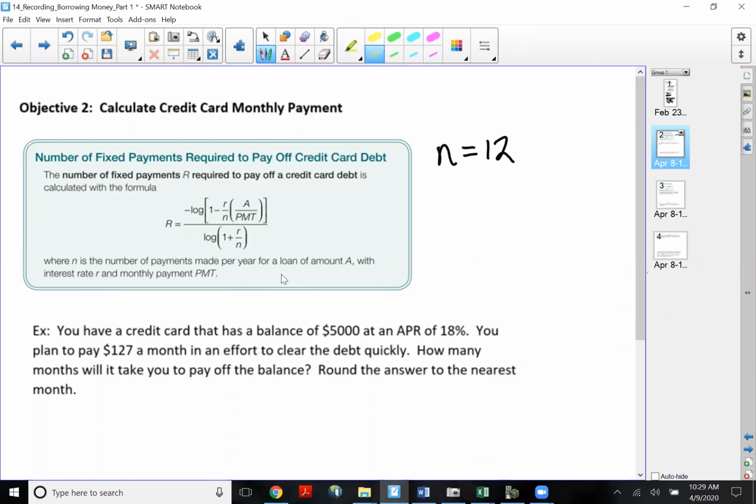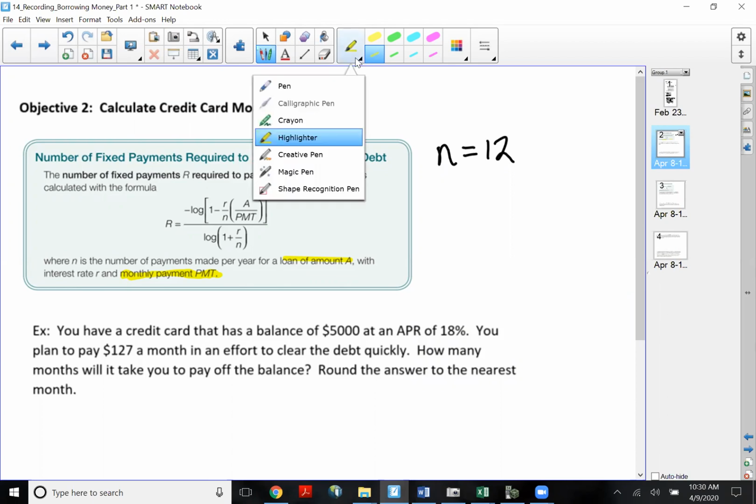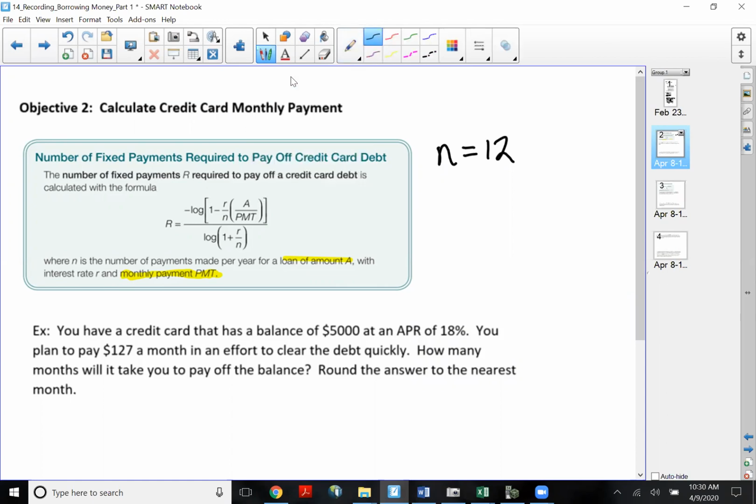Let me highlight this a little bit. This is the loan amount A with an interest rate r and the monthly payment of PMT. PMT stands for the monthly payment you want to put in order to pay off your credit card debt. Remember, this is basically making a fixed payment. Capital letter R stands for the number of fixed payments. That means you're going to make that same payment for the remainder duration of your credit card.